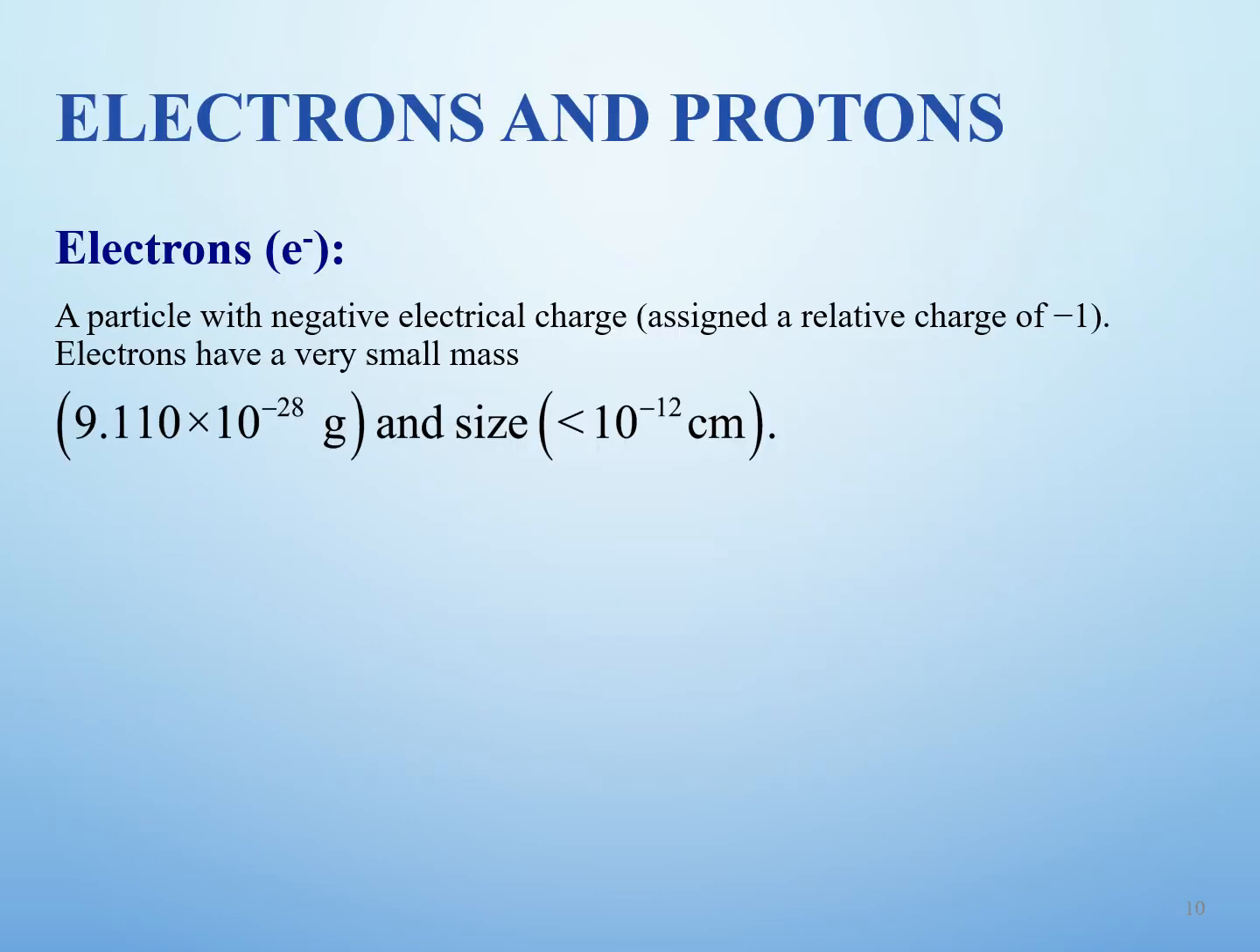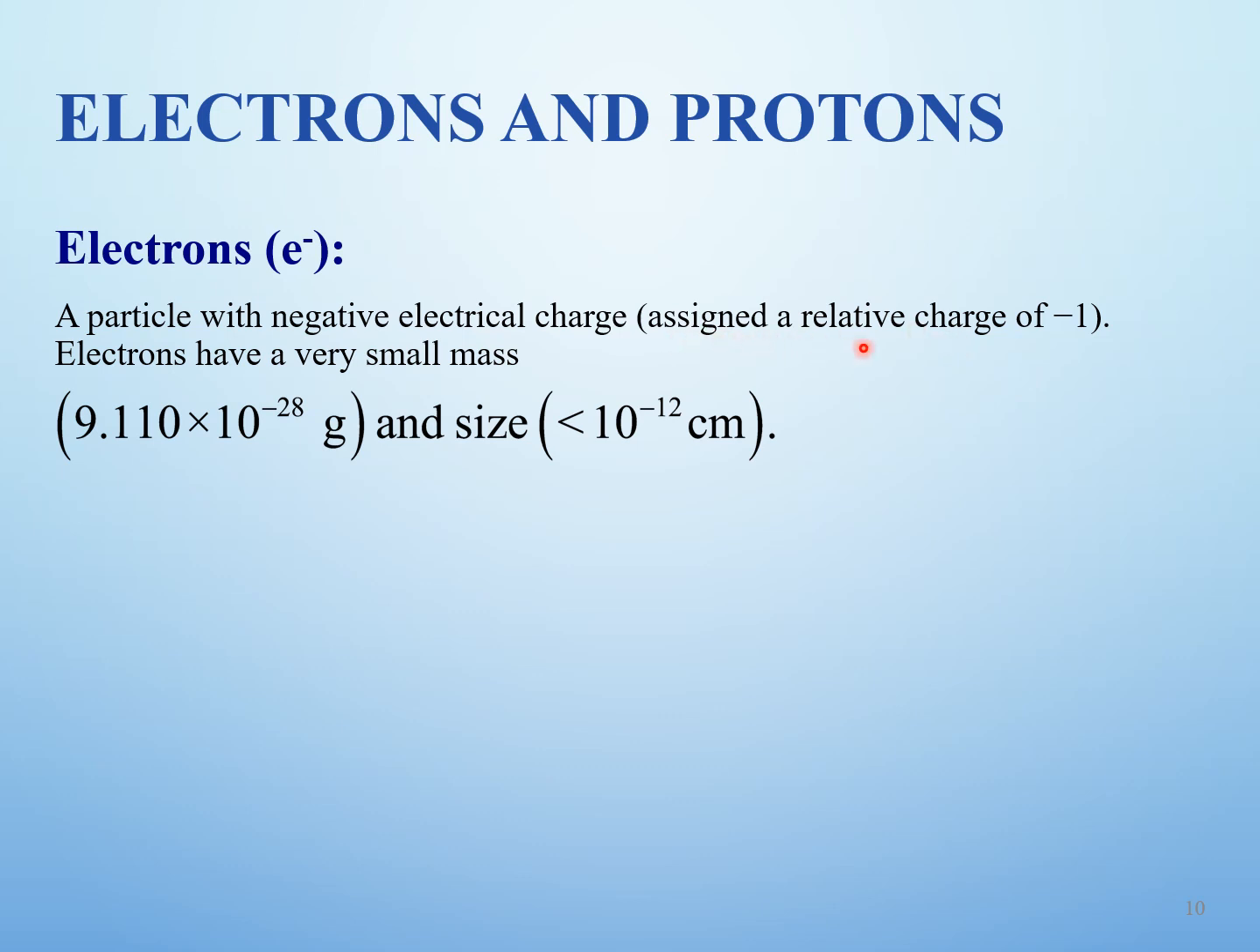Alright, so we talked about how electrons have negative charges. We assign electrons a relative charge of -1. And it has a very small mass, 9.11 times 10 to the minus 28 grams, which is super small, and a size smaller than 10 to the minus 12 centimeters. So it's really small, okay?